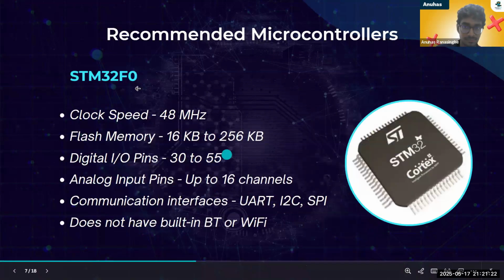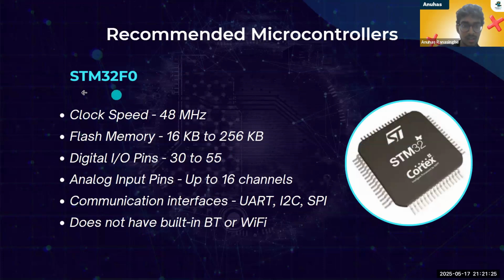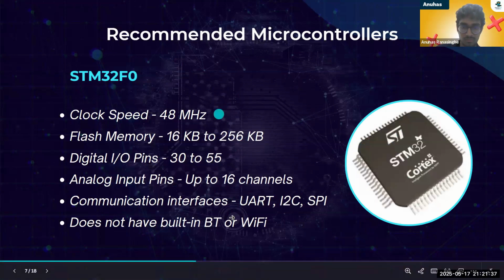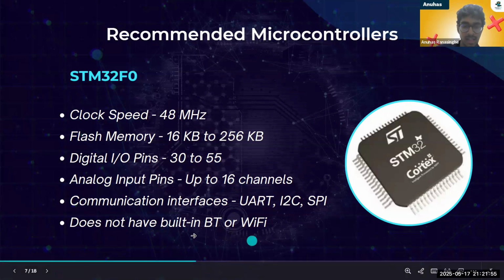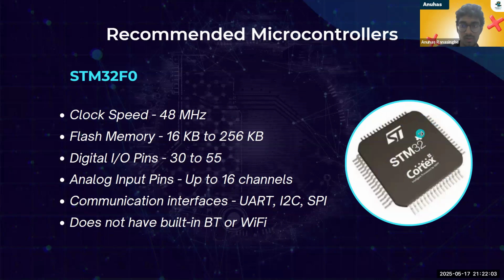And the next microcontroller that we can use for basic robots is the STM32 F0 series. This is a series of microcontrollers, and these values may vary based on the configuration. It has an average of 48 megahertz speed, and 30 to 50 digital pins. Analog input pins they don't define separately, but there are 16 channels for that, and it doesn't have built-in Bluetooth and Wi-Fi capabilities. So STM32 F0 series microcontrollers we can also use for basic robots.